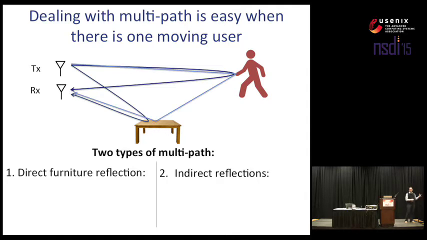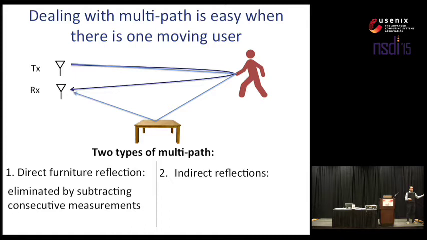Now, to eliminate both of these, it's easy if you have a single moving user. To eliminate direct reflections, all you need to do is to take consecutive measurements and subtract them out from each other. Because the table remains in the same place, its reflection disappears, but because the person moves, he survives the subtraction step. Now, of course, what this means is that you need the person to move in order for you to localize him. And if a person is static, you will not be able to get his reflection.